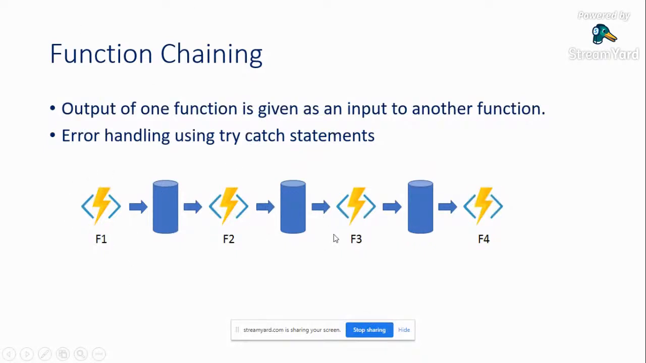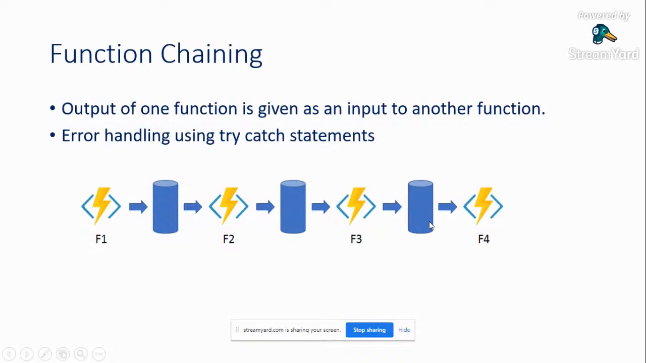There will be a chain of functions where the output of one function is given as an input to another function. For example, let us assume that there is an orchestrator function here. That function calls F1, gets the result, and then calls F2, gets the result. This orchestrator function again calls F3, gets the result, and calls F4, where the F1 function's output is given as an input to F2, and F2's output is given as an input to F3.